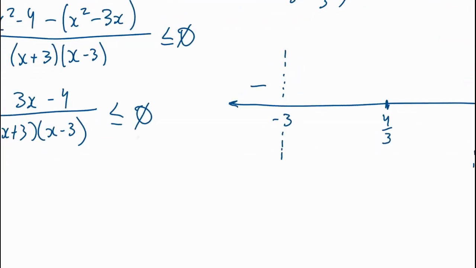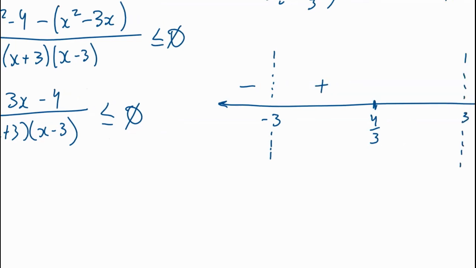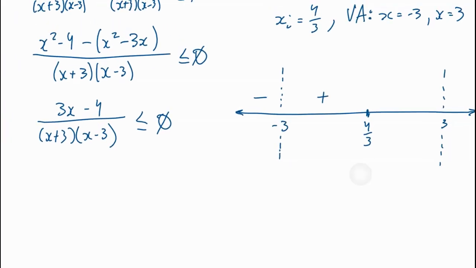I'll pick 0 for this interval. 0 minus 4 is negative. 0 plus 3 is positive. 0 minus 3 is negative. So two negatives makes positive. What's a good number to pick in the next interval? Fractions make it a little bit harder. 2. Yeah, 2 is probably the best one. It's the only integer in there, right? Can't pick 3. 1 is less than 4/3, so 2.